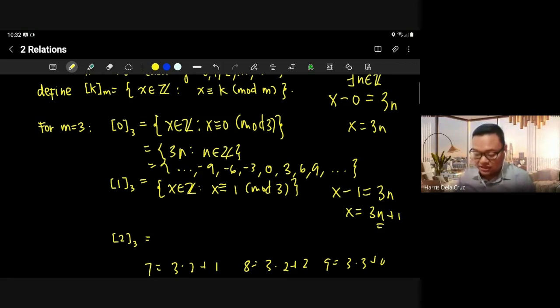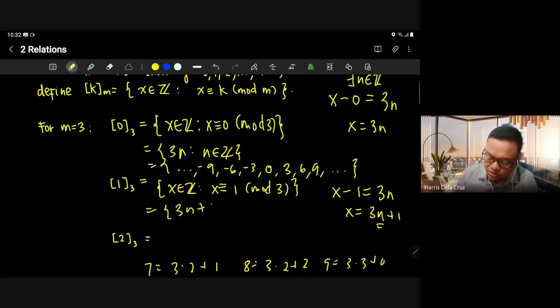Ang 10, 3 times 3 plus 1. Tama? Ang susunod, 3 times 3 plus 2. So meaning, kung gusto mong malaman kung ano yung mga 3 times 3 plus 1, magsasubstitute ka lang ng number n dun sa 3n plus 1. Okay? So those are the numbers 3n plus 1 for all n element of Z.